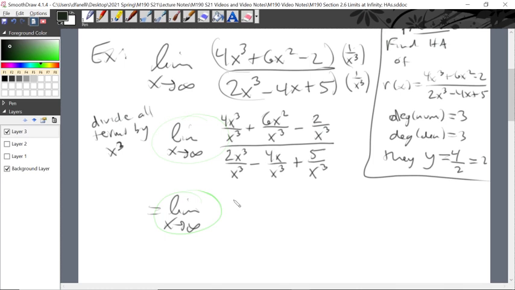4x cubed over x cubed, well, that would just be 4. 6x squared over x cubed would reduce to 6 over x. Okay? And then 2 over x cubed remains 2 over x cubed. 2x cubed over x cubed is just 2, minus 4x over x cubed is 4 over x squared, and plus 5 over x cubed. So this is what I would expect to see in your work.